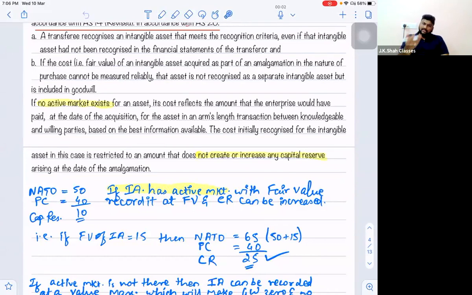Let it remain with the goodwill itself. Just now we saw it, right? But one more important point.